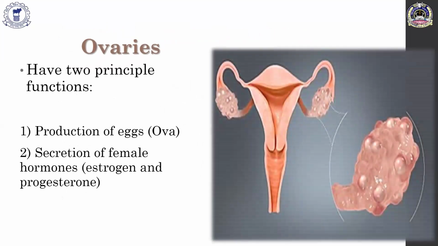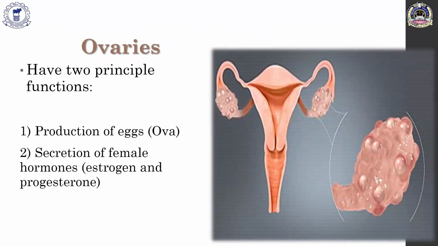When we talk about ovaries, they have 2 principal functions. First is the production of ova, that is eggs. The second is the secretion of female hormones: estrogen as well as progesterone. Estrogen helps in follicular dynamics and progesterone helps in maintaining pregnancy.